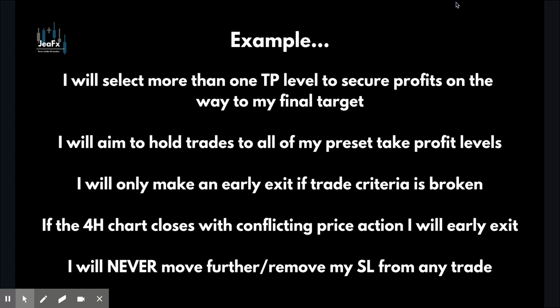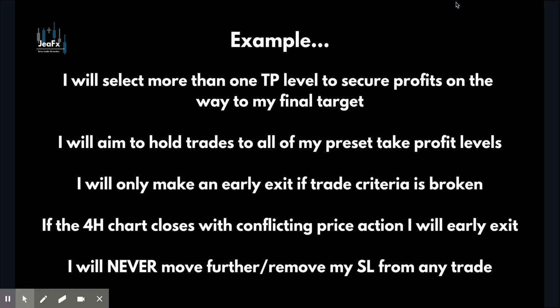An example is if the 4-hour chart closes with conflicting price action to what I'm trying to trade, we could actually look to early exit. Okay, so let's say we are 100 pips into a movement to the downside, and then we have a bullish movement that goes up 60 pips and takes out some structure highs, okay, and then closes up there with, let's say, a bullish pin bar or a bullish inside bar. If the 4-hour chart closes like that, that really invalidates the price action that we've seen previously, okay? And at this point, we may then look to early exit the trade, take what profits we do have left on the table to avoid a loss, right?